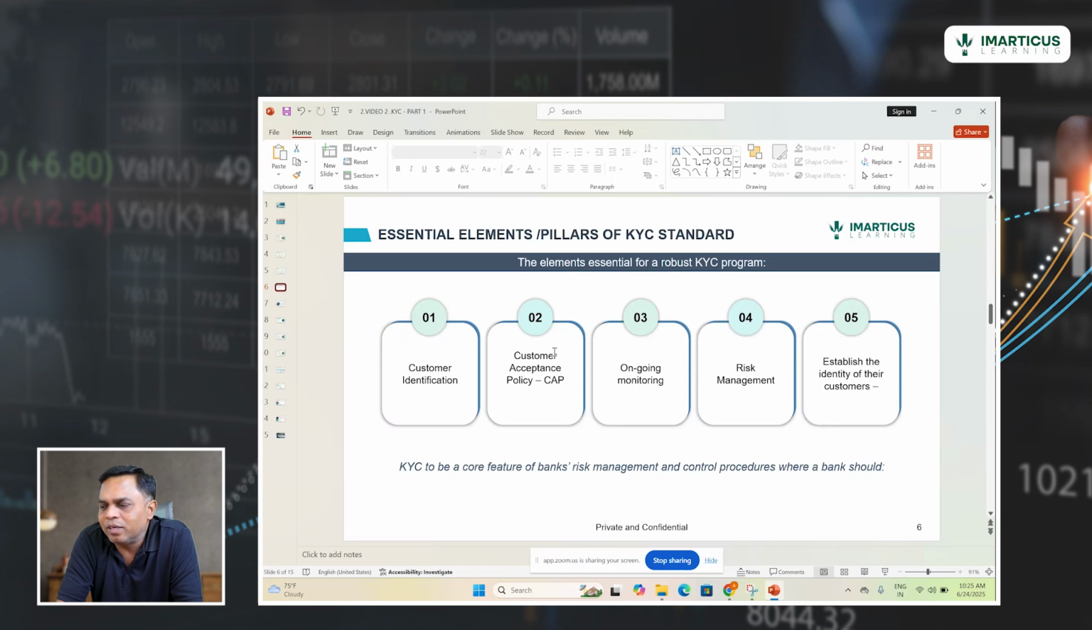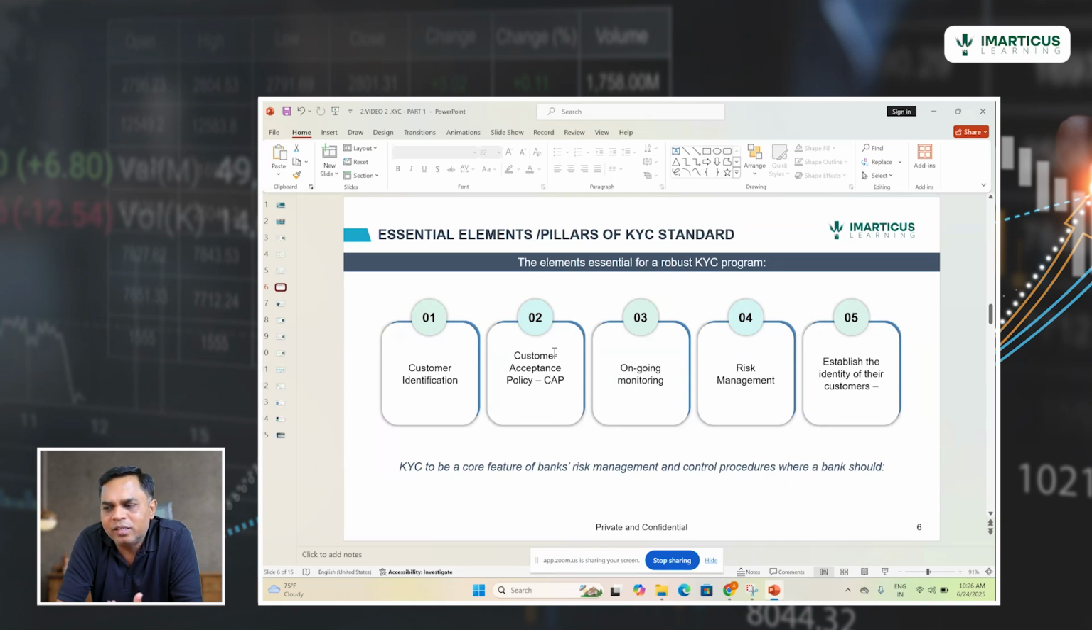Last is the primary element, or the main element, of KYC: they want to establish the identity of the client. The bank has to ensure that the client is from a legal background, and that the activities they are carrying out are also legal.